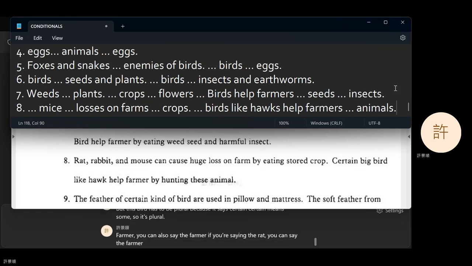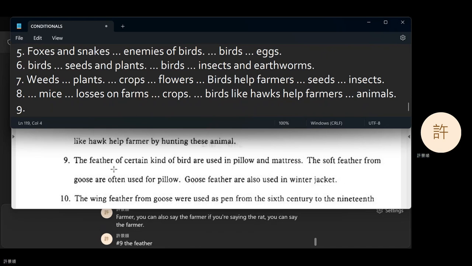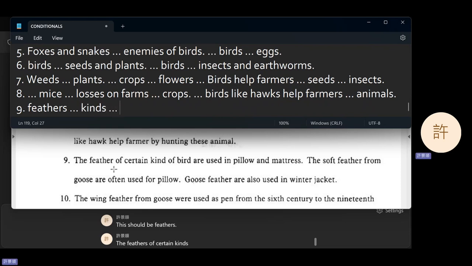Number nine. The feather. This should be feathers. The feathers of certain kinds of bird. Okay, this could be singular or plural. There's no difference. Certain kinds of bird or certain kinds of birds. Both are fine. Are used in pillows and mattresses. These have to be plural because you're talking about products.